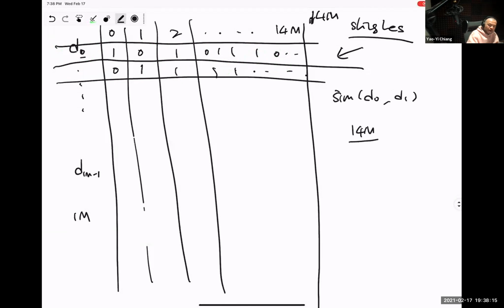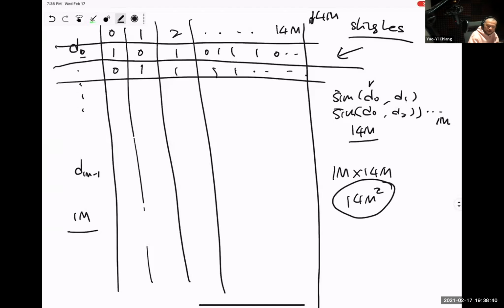And to find the most similar documents to D0, we have to do D0, D1, D0, D2, and so on, right? We have to do this how many times? Roughly 1 million times, because you have 1 million documents. So 1 million times, every time you have to do 14 million, that's 14 million squared, and that's a crazily huge number that we don't want to have.